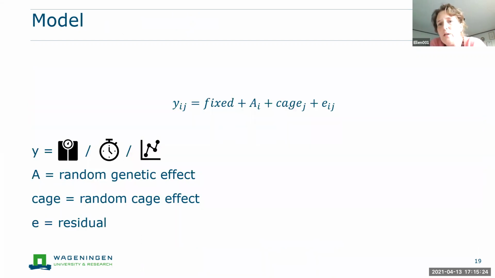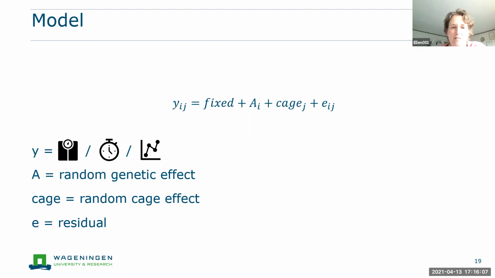We used a linear animal model to estimate the genetic parameters. So the Y variable, or the dependent variable, was either body weight, development time or growth rate. And the fixed effects were the block, the gender, the population, and then a social sex effect. We had a random genetic effect and a random group effect, or in poultry we call it cage effect, or a random file effect, and we had the residual.